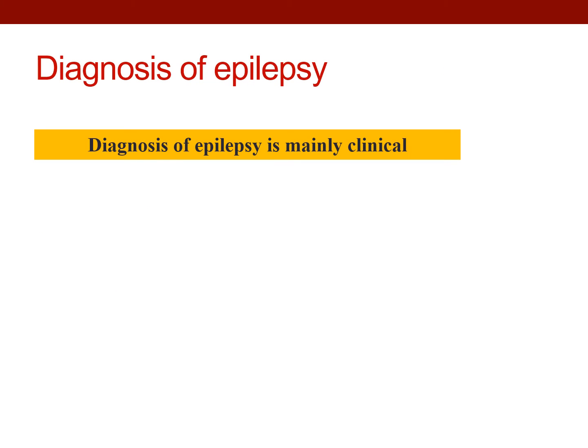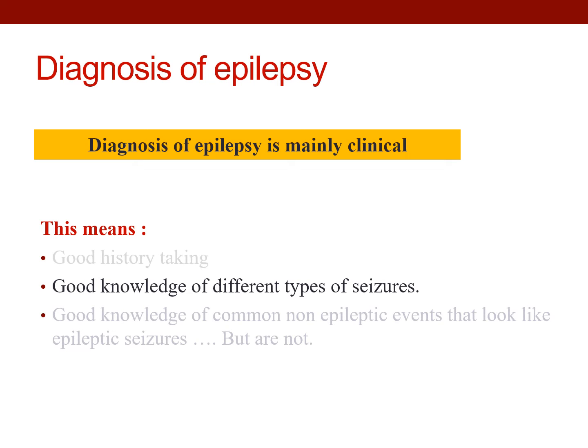So again, coming back to the diagnosis of epilepsy, it is mainly clinical. You have taken the history. Now you need to have knowledge of the different types of seizure. In the last part we talked about the different types of seizure.